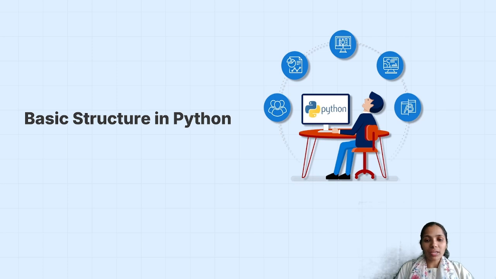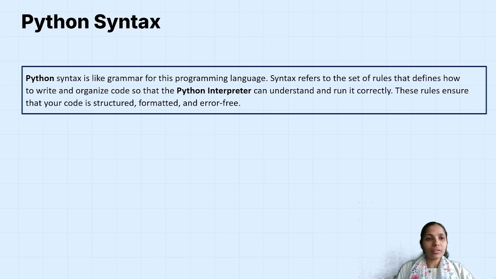About the basic structure in Python. So let's proceed further. In this basic structure, we will be discussing the Python syntax. Python syntax is like a grammar for this programming language. So here it indicates that syntax acts like a grammar.